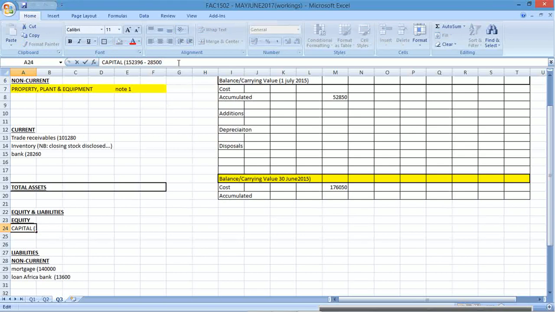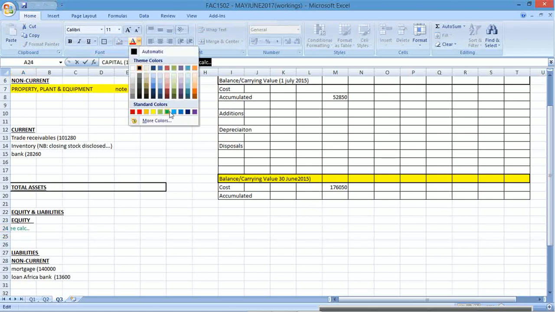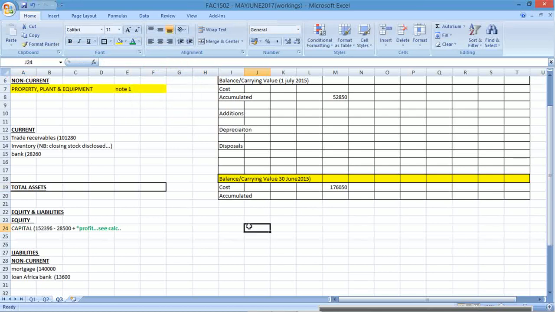Here you're going to add asterisk the profits. Profit calculation. Right, so I am going to need a profit calculation here to work that out. So let's do that on the right here. Profit calculation.